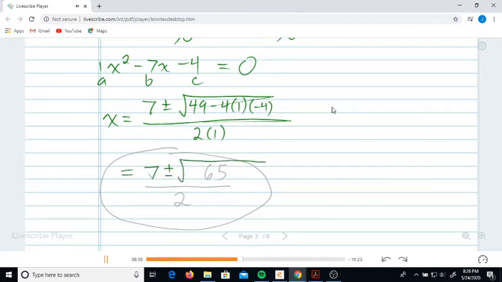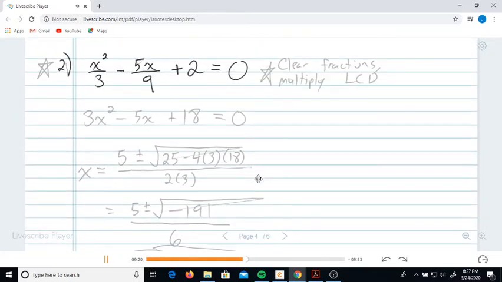So 7 plus or minus, that's 49 plus 16. So 49 plus 16 is 65. Does that simplify? I don't think it does. Let me double check. I don't think that simplifies. It does not. So that means we are done. So there's our pair of solutions to this equation. Let's look at one more example.